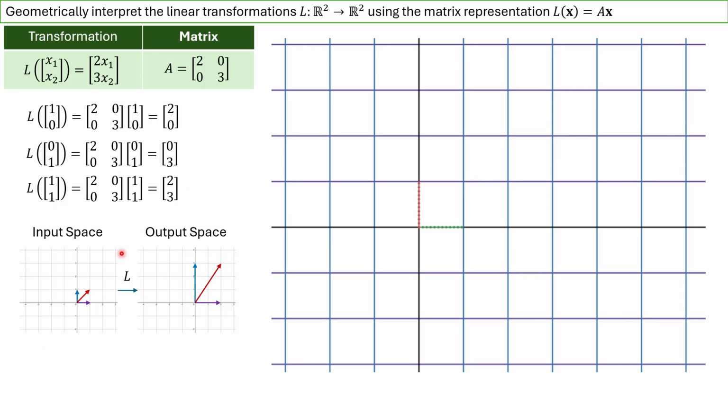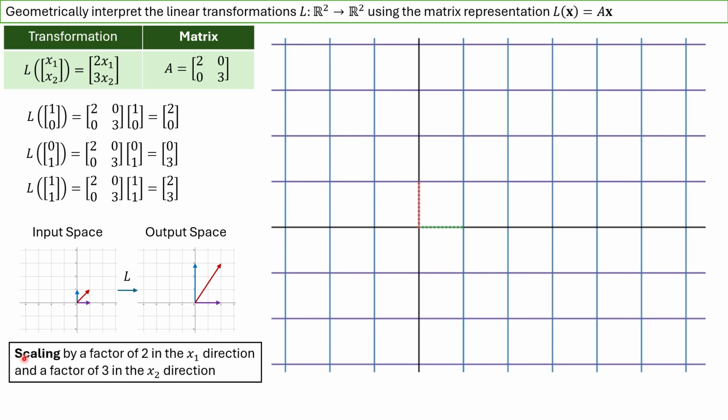So if we were to take the input space and the output space, notice that the direction of the vectors doesn't change, only their length changes. All right, so the purple vector, for example, stays horizontal, but it does double in size. We call this scaling. We scale specifically by a factor of 2 in the x1 direction and a factor of 3 in the x2 direction. Because they're not the same factors, we call this non-uniform scaling. This means we stretch the space by different amounts in different directions.